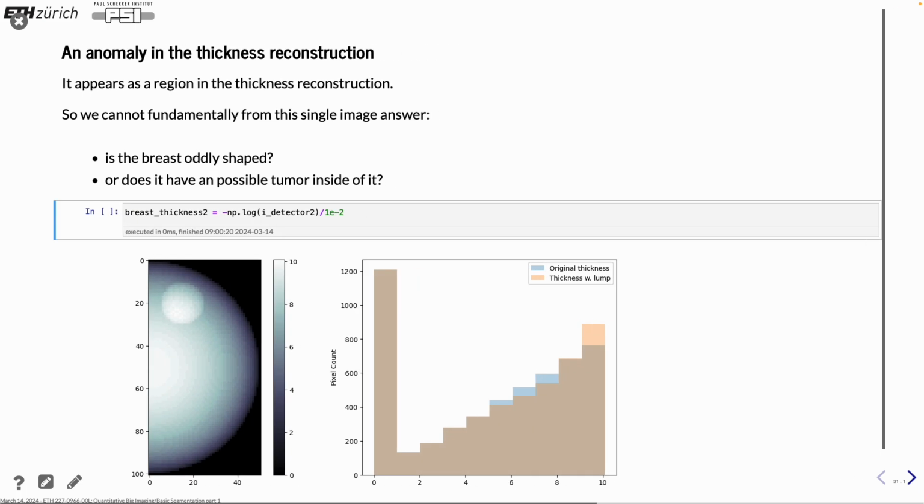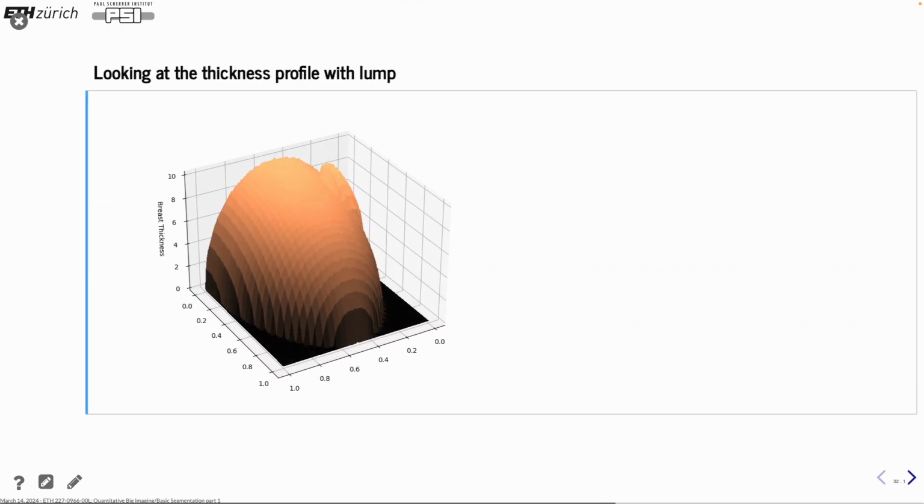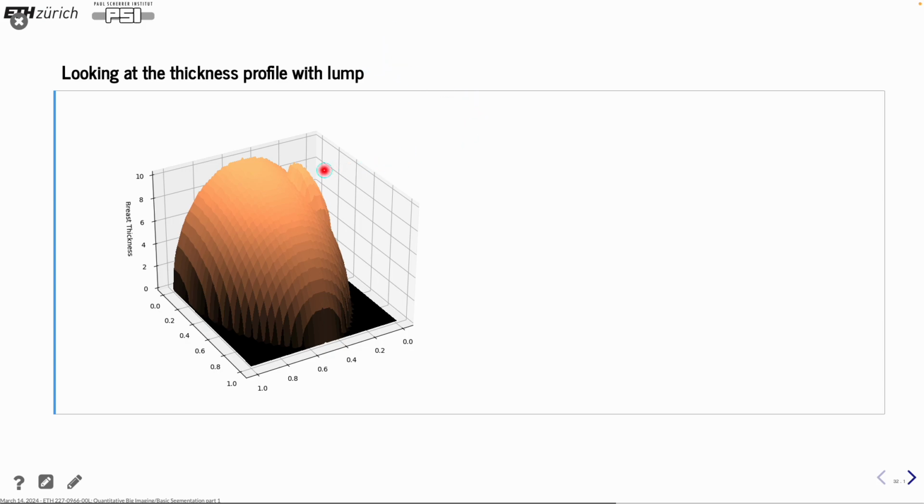Then I compute the thickness using the same equation as I did before. And again, you can see that there is a difference between the histograms. And if you would look at the profile, it would look like this. It's not really natural, so we would probably, by common sense, conclude that this is something that shouldn't be there. But computationally, we can't say. We have one variable too little to tell if it's really a changing shape or if it is something that is thicker or denser inside.